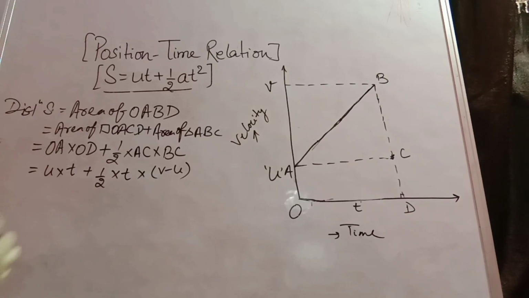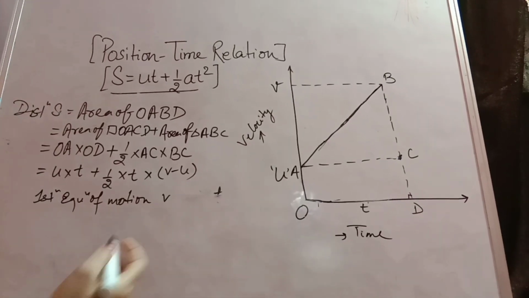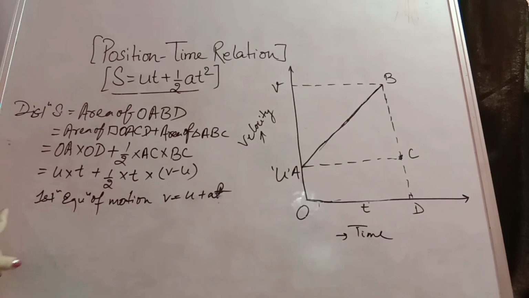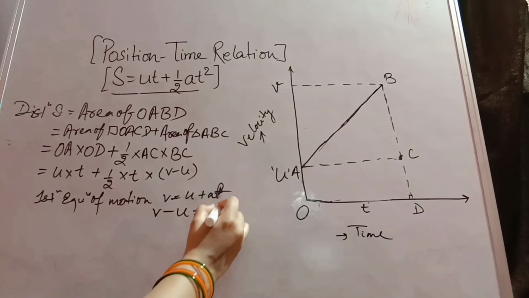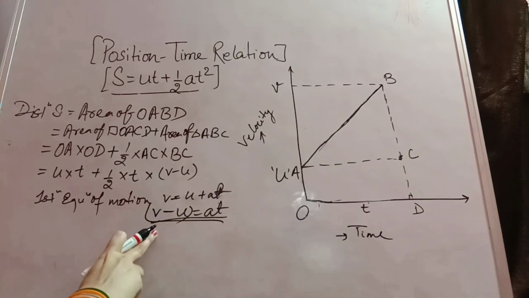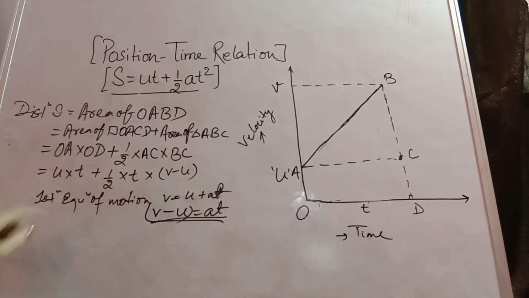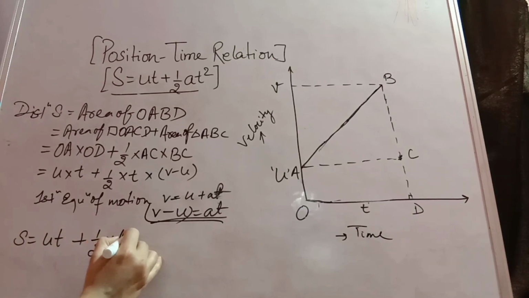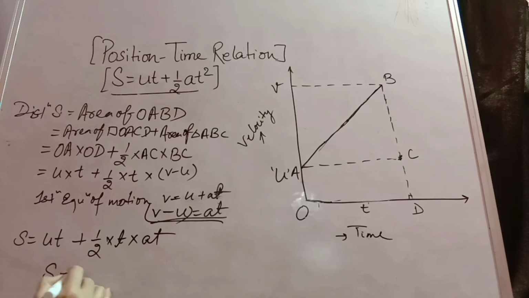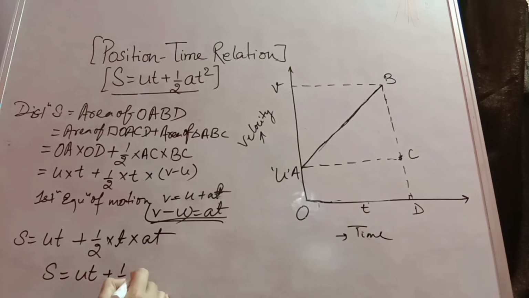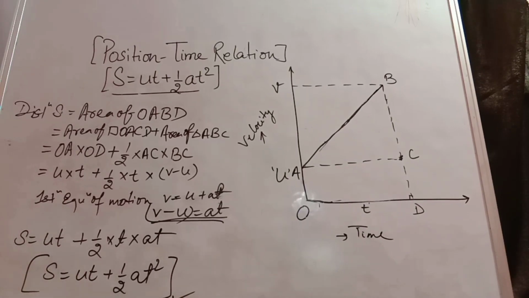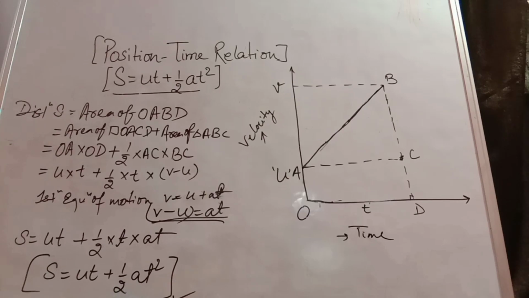Now come from the first equation. What is your first equation of motion? V is equal to U plus AT. This is your first equation of motion. From the first equation of motion you find the value of V minus U. So V minus U is equal to AT. You have to substitute the value of V minus U in this place. So we can write S is equal to UT plus 1 by 2 T into AT. That is S is equal to UT plus half AT square. This is your second equation of motion, also known as position time relation.